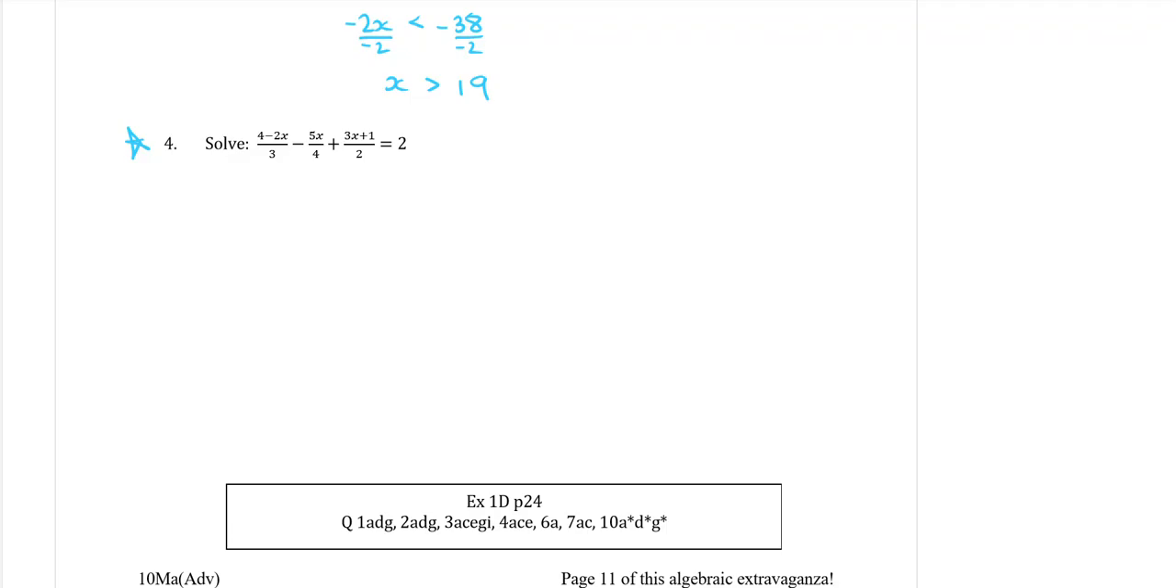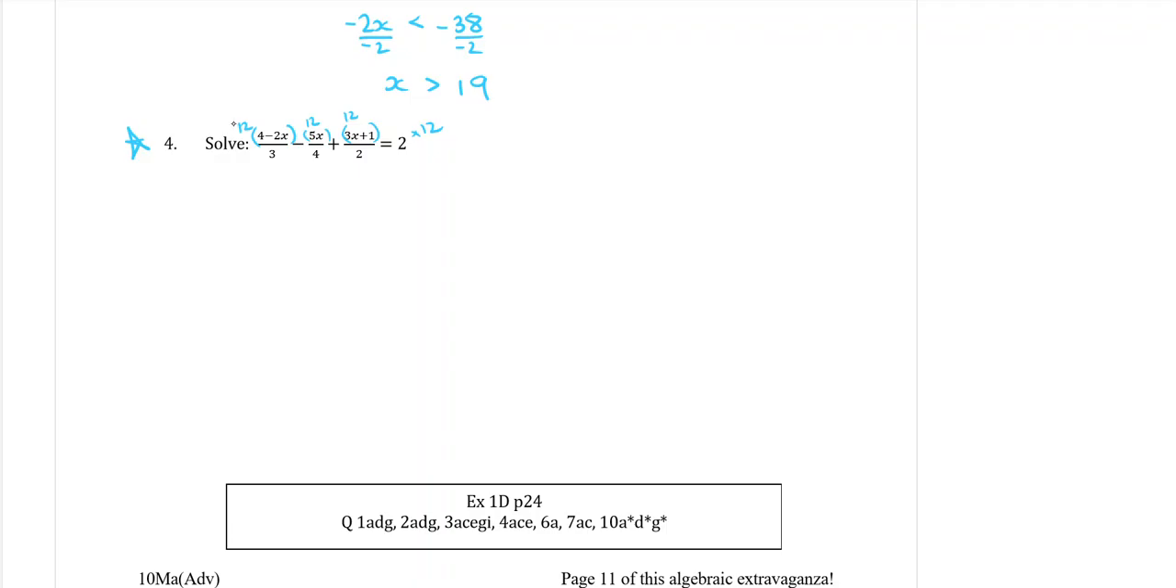So 3, 4, and 2, the lowest common denominator. Now 4 and 2, don't really worry about the 2 because 2 goes into 4. So let's just worry about the 3 and the 4, which means 12 would be the number to multiply by. So let's go. Let's multiply this by 12. Let's multiply this by 12. Let's multiply this by 12. And multiply this by 12. So 4 terms multiplied by 12 in the 4 different places.